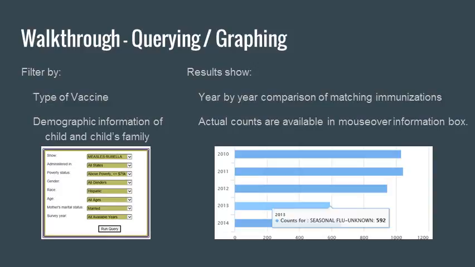They can also filter by family demographics, such as the state of residence, family income/poverty level, or the mother's marital status. The results graph enables a broad look at year-by-year trends for the immunization. For more details about matching records for a given year, a user can mouse over the graph to get a look at the specific number of qualifying immunizations.